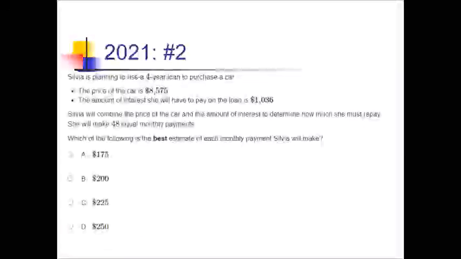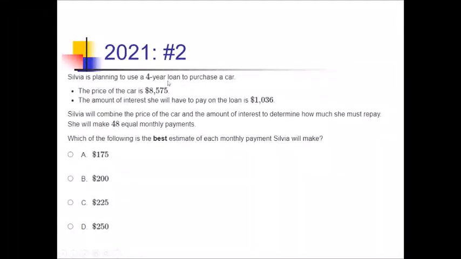For this problem, we have Sylvia planning to use a 4-year loan to purchase a car. The price initially is $8,575, and the interest is going to be $1,036. Now, the way that we're going to actually figure out her monthly payments, of which there are going to be 48 of them, is she's basically going to add these two together. She's going to combine the price of the car and the amount of interest.